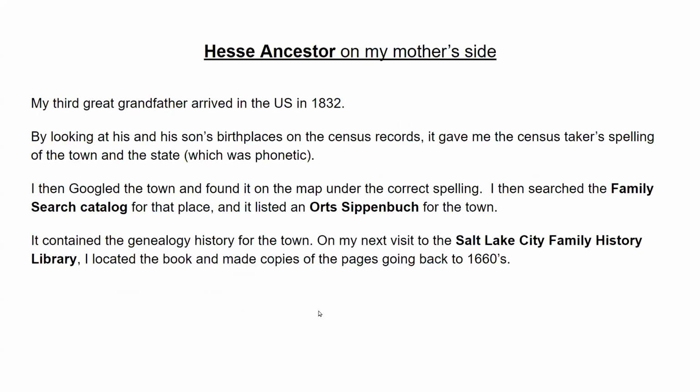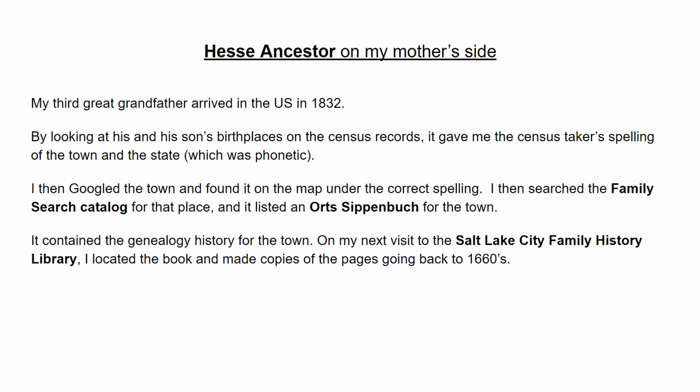Okay, next slide, please. My last German ancestor came from another area up north, north of Stuttgart in the Hesse area, and came on my mother's side. I had my third great grandfather who arrived in the US in 1832. By looking at the census records and at his and his son's birthplace, it gave me the census taker's phonetic version again of the town and state. So I was lucky to come up with something that came close. And so what I would do is Google the town and come up with what I thought was really close, because I knew he was from the Hesse area.